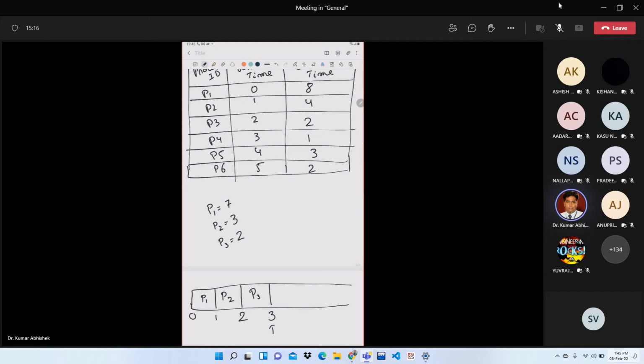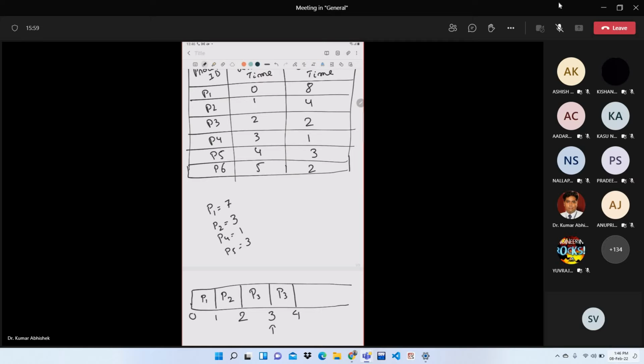At time 3, what happens? Again our ready queue changes. What do we have in the ready queue? We have P2 equal to 3 and P4 equal to 1, and P3 with 1 remaining, so we have a tie over here. P3 will be executed again till 4. Now at time 4, P3 is gone. We have P4 equal to 1 and P5 equal to 3.